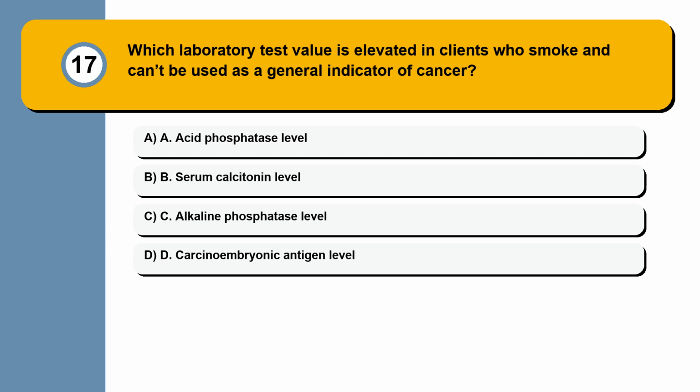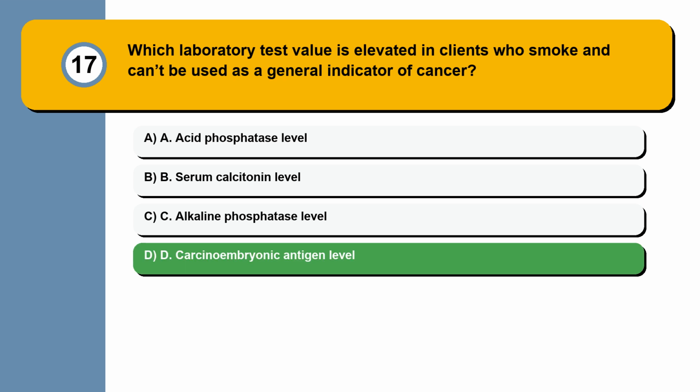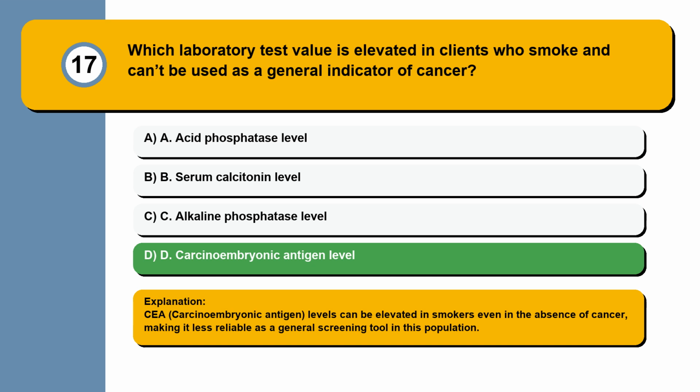Question 17. Which laboratory test value is elevated in clients who smoke and can't be used as a general indicator of cancer? A. Acid phosphatase level. B. Serum calcitonin level. C. Alkaline phosphatase level. D. Carcinoembryonic antigen level. CEA, carcinoembryonic antigen, levels can be elevated in smokers even in the absence of cancer, making it less reliable as a general screening tool in this population.